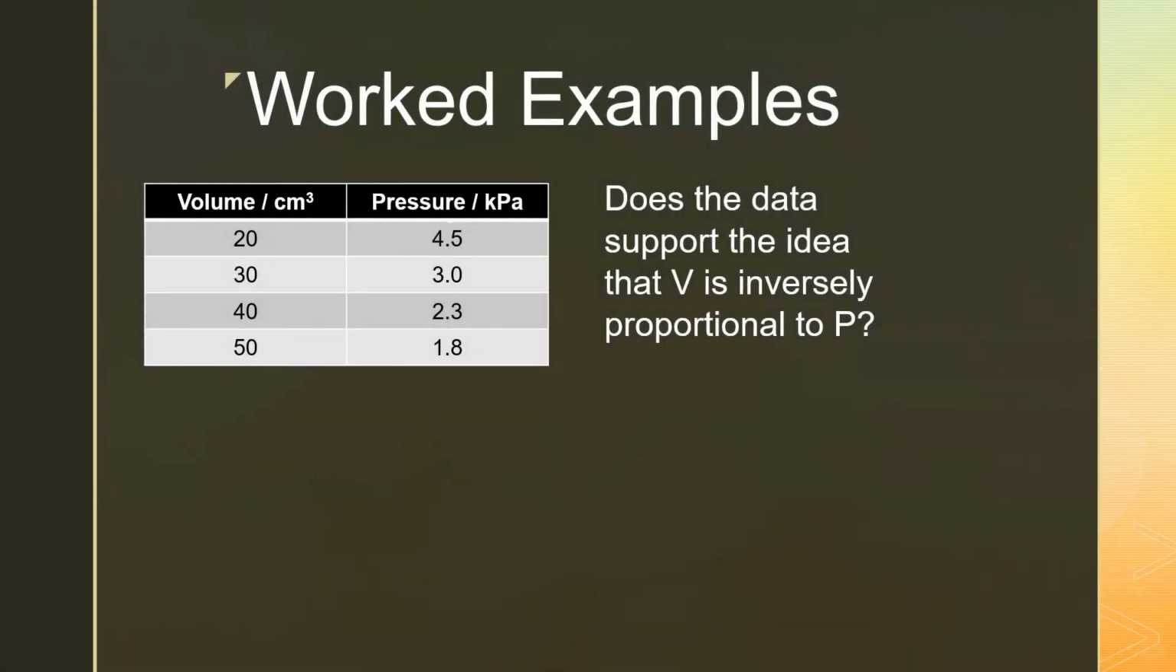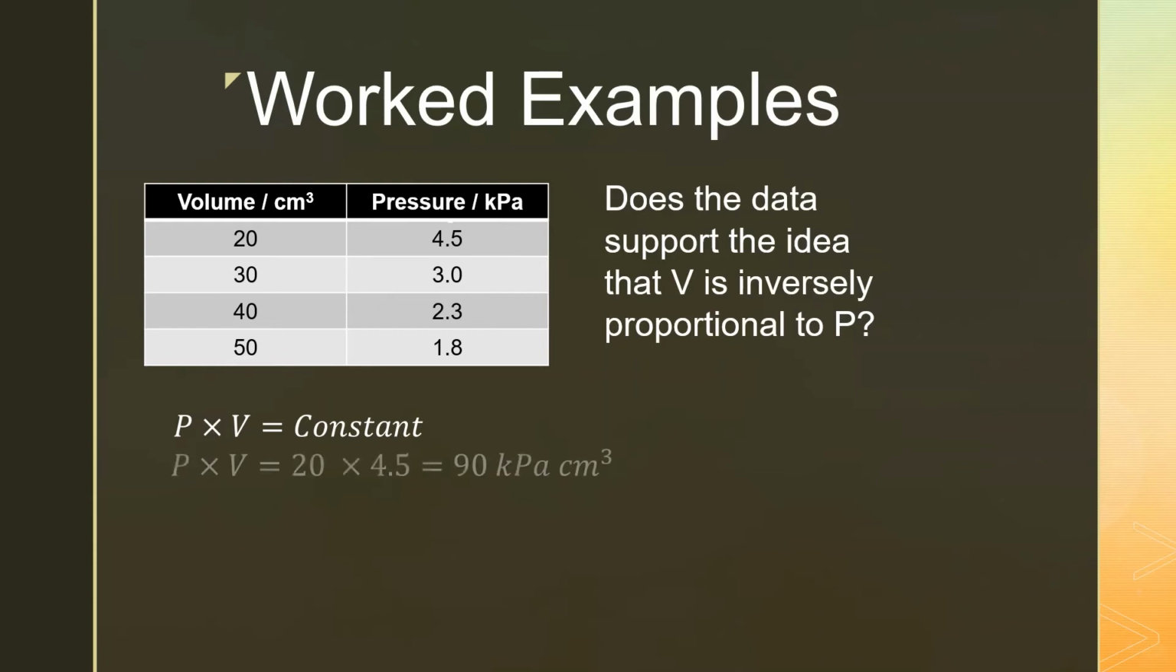So here's our data. How are we going to do it? Well, if these two things are proportional, if we multiply them by each other, they should give us the same value. They should be a constant. We've said that P times V is a constant. So let's have a look at it and see if it works with this set of data.